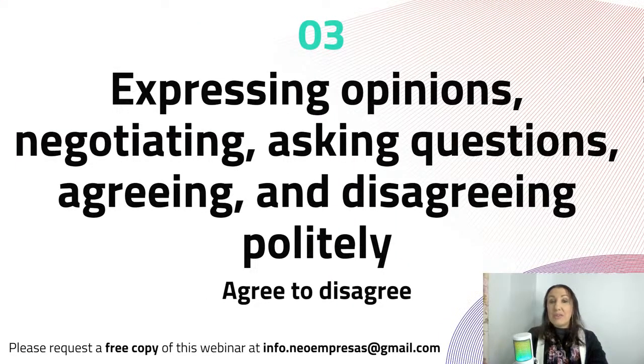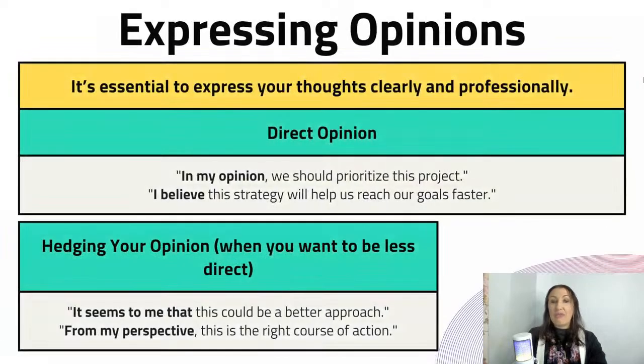Then for number 3, we're going to see a bit of agreeing and disagreeing, among other things. So I'm going to teach you a few phrases that you need. If you express your opinion, you can be direct. You can say something like, in my opinion, we should prioritize this project. You can say, I believe this strategy will help us reach our goals faster.